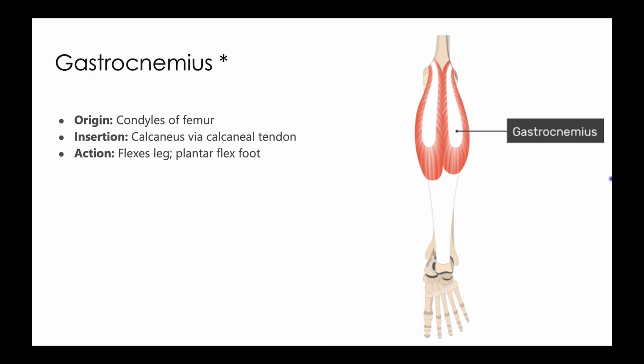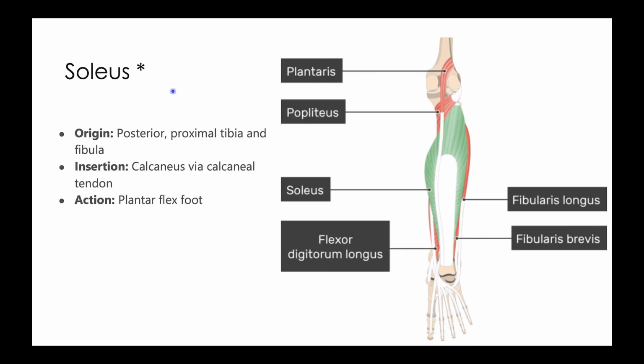We'll start with gastrocnemius. Our gastrocnemius, these are our calf muscles. So they originate at the condyles of the femur, and they insert on the calcaneus via that calcaneal tendon. So we're going to flex our leg, and we're going to plantar flex our foot. Deep to that is our soleus. Our soleus has an origin on the posterior proximal tibia and the fibula, then it's going to insert on that calcaneus via that calcaneal tendon. It is going to plantar flex that foot.